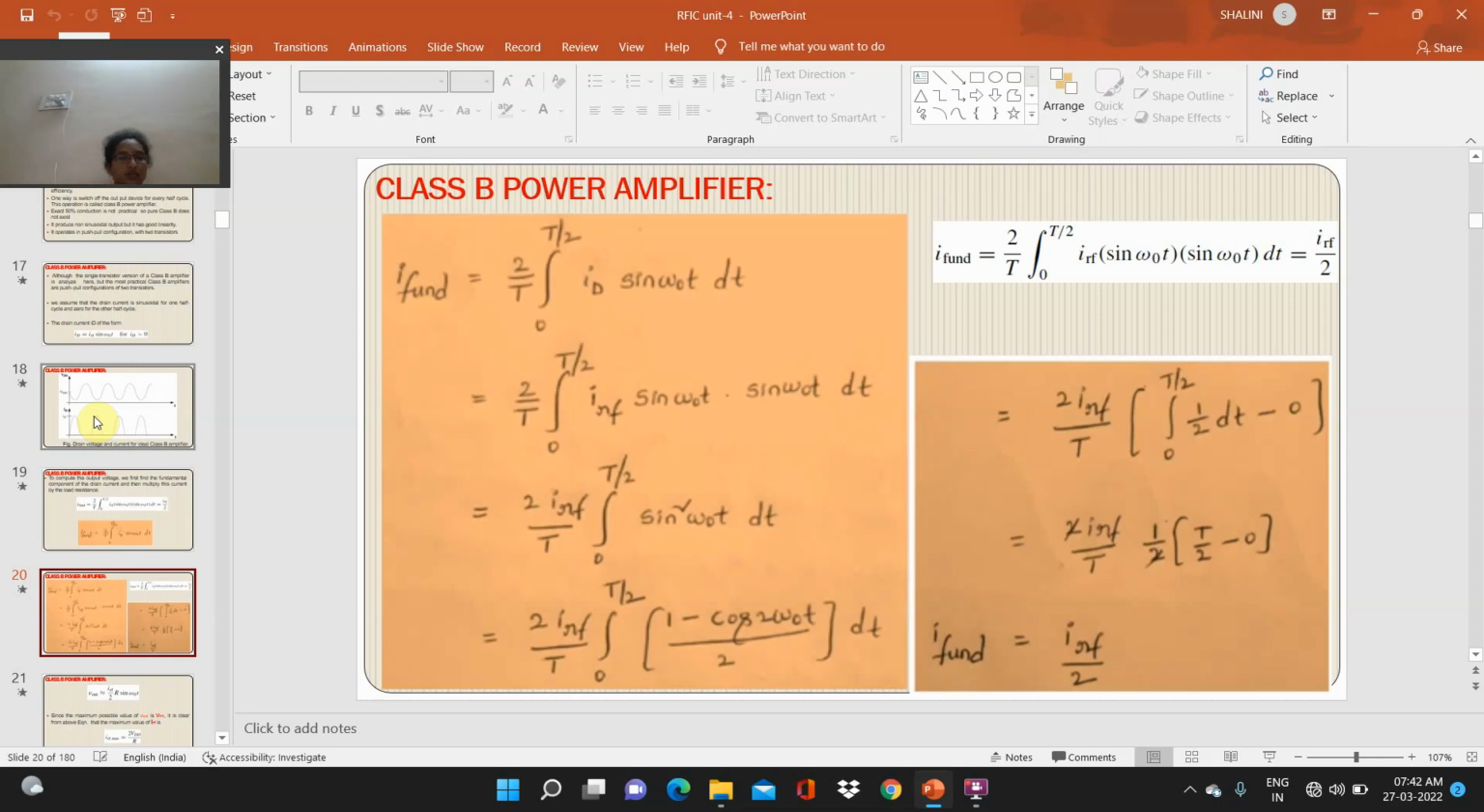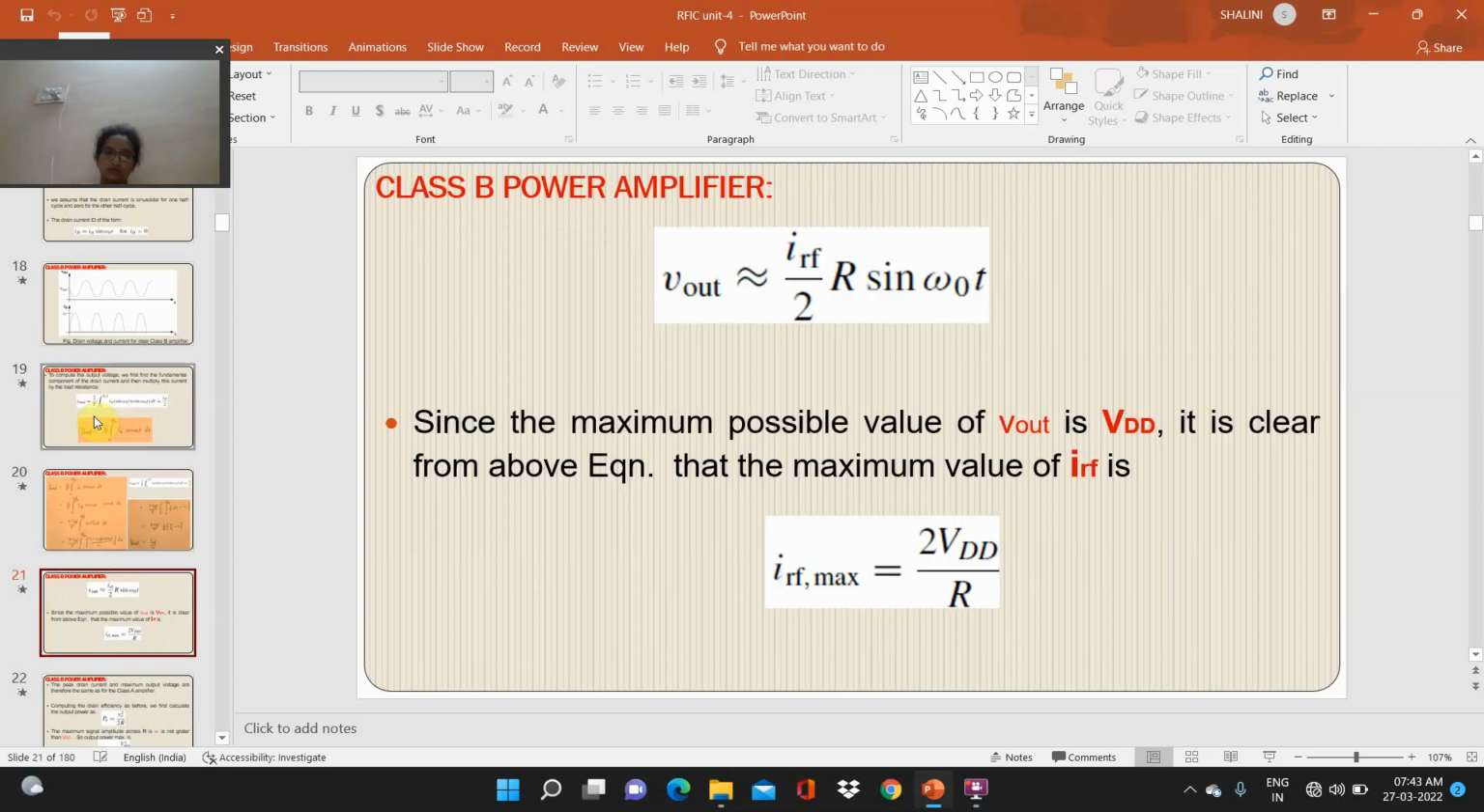of sin square omega naught t dt, which is equal to 2 IRF by T integral of 0 to T by 2 of (1 minus cos 2 omega naught t) by 2 dt, which is equal to 2 IRF by T integral of 0 to T by 2 of 1 by 2 dt minus the cosine term. So it is equal to 2 IRF by T into 1 by 2 into T by 2 minus 0. I fund is equal to IRF by 2. Class B power amplifier: V out is approximately equal to IRF by 2 into R sin omega naught t.